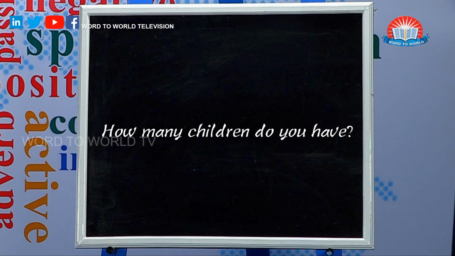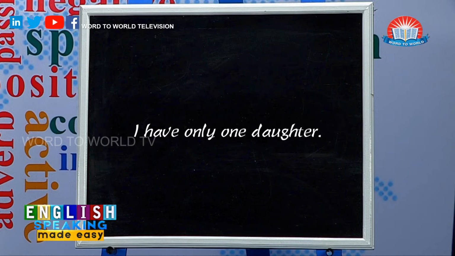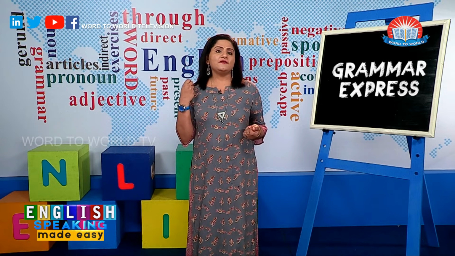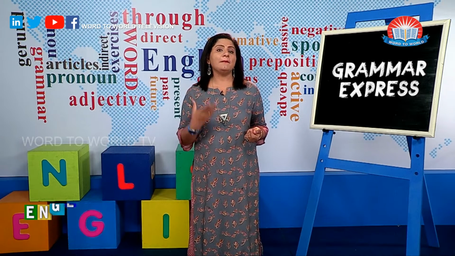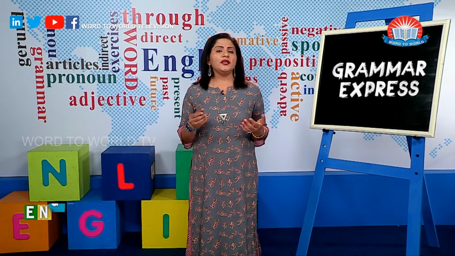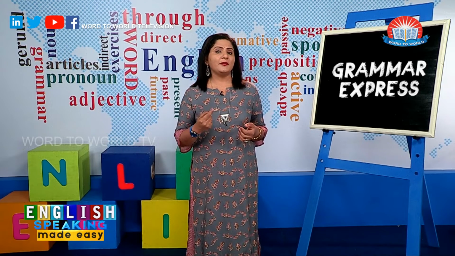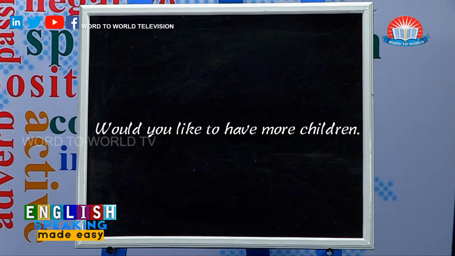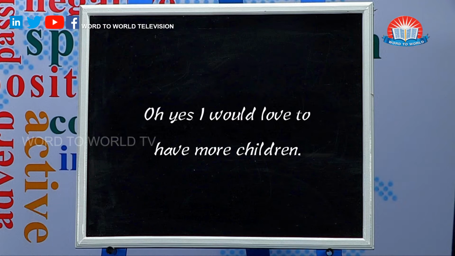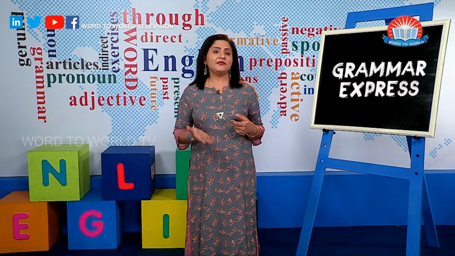So, see, how many children do you have? I have only one daughter. The one there is a quantitative adjective. It tells you the number. How many? I have only one daughter. So, one there becomes a quantitative adjective. So, would you like to have more children? Oh yes, I would love to have more children. The more is a more general adjective. Now I want to have many more children. So, many and more, these are also quantitative adjectives.